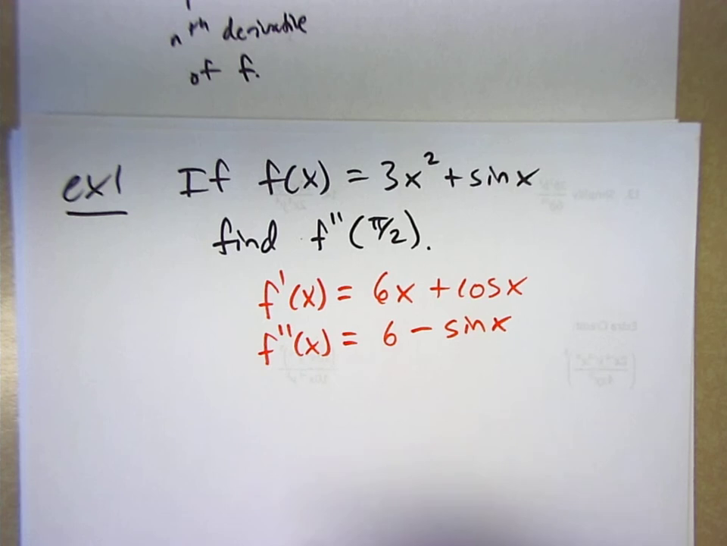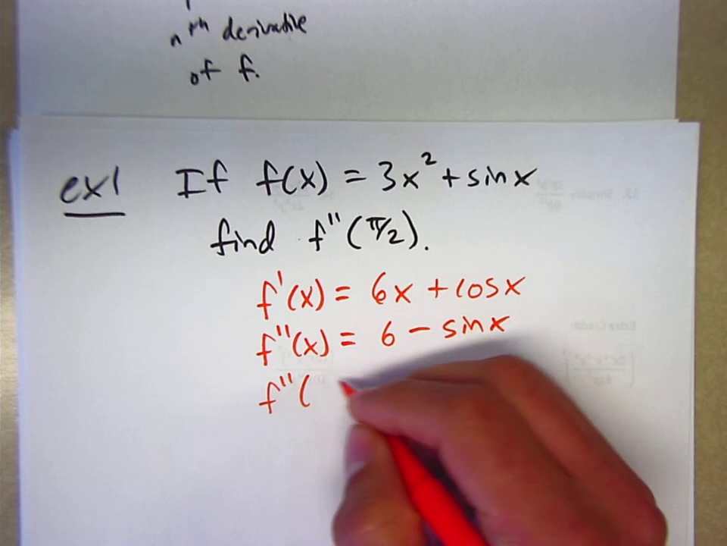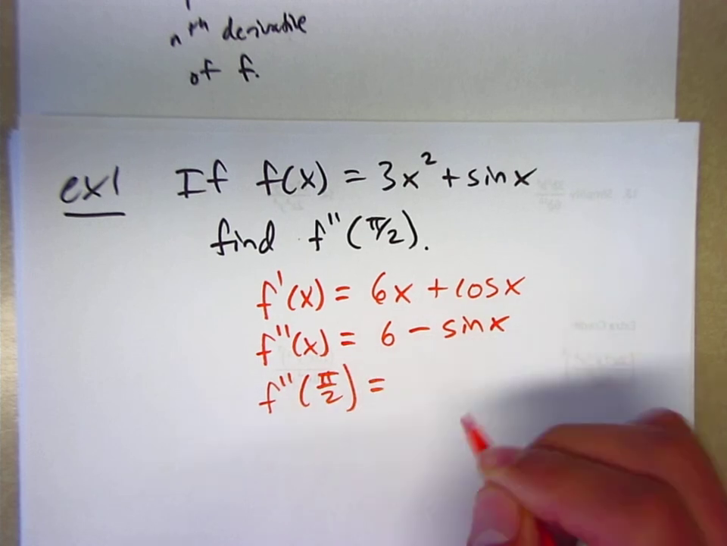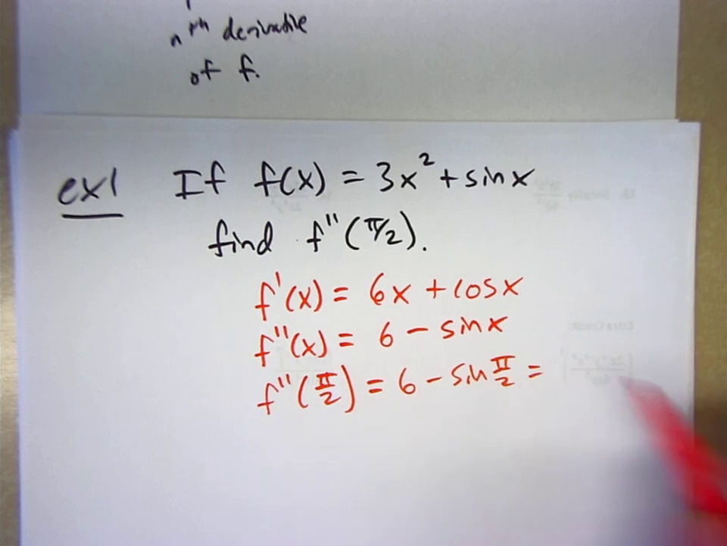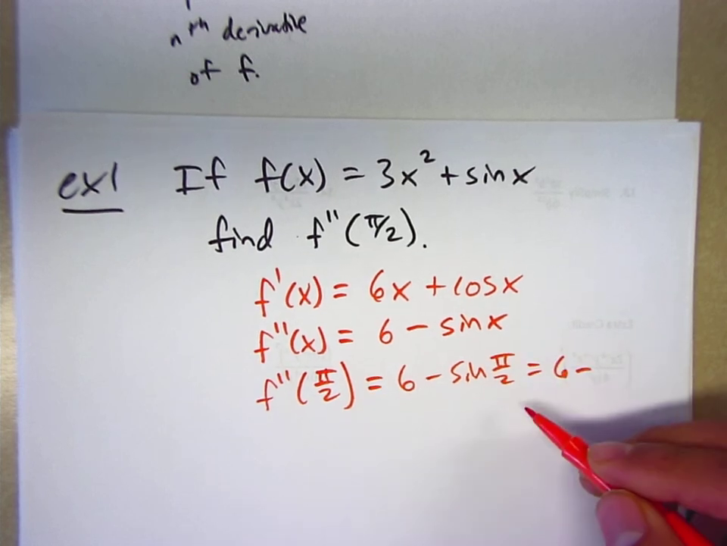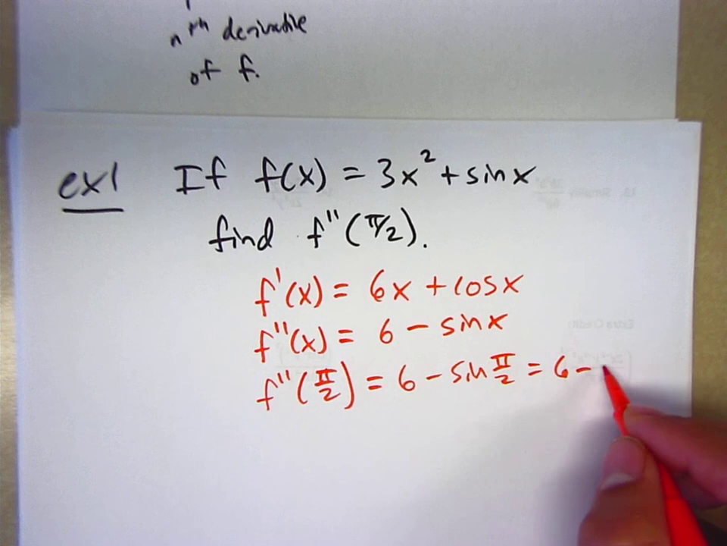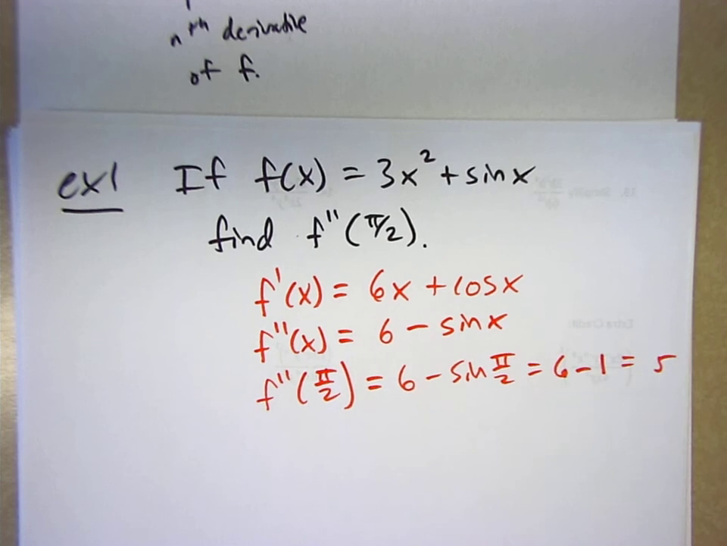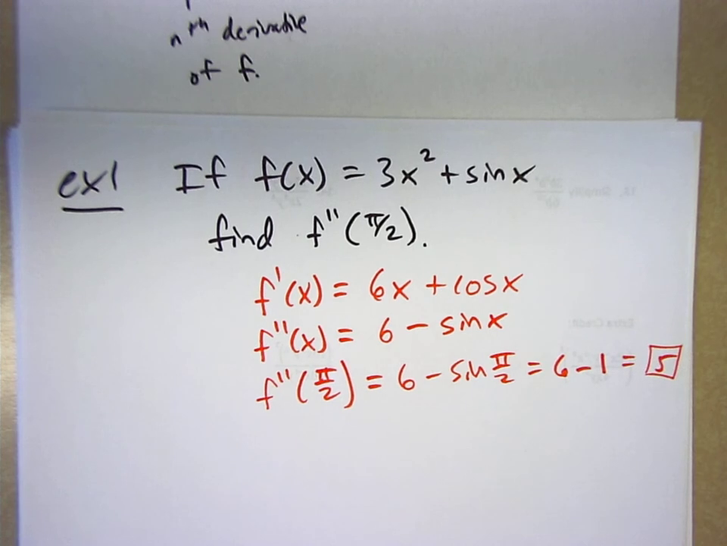We're pretty much done, right? So now how do I find f double prime of pi over 2? You just plug it in. So it'd be 6 minus the sine of pi over 2. Hopefully we're starting to remember our unit circle at this point since we keep doing trig every now and then. What's the sine of pi over 2? 1. And so here we get an answer of 5. Okay? Any questions on that?